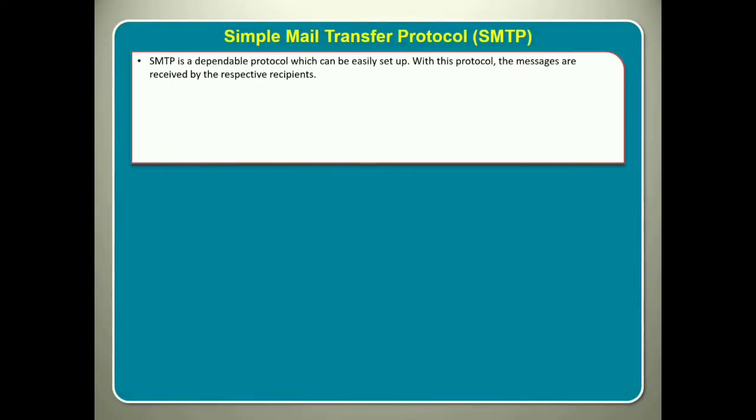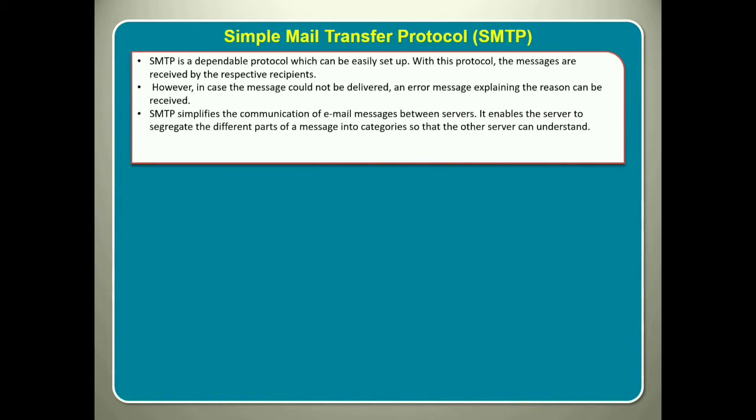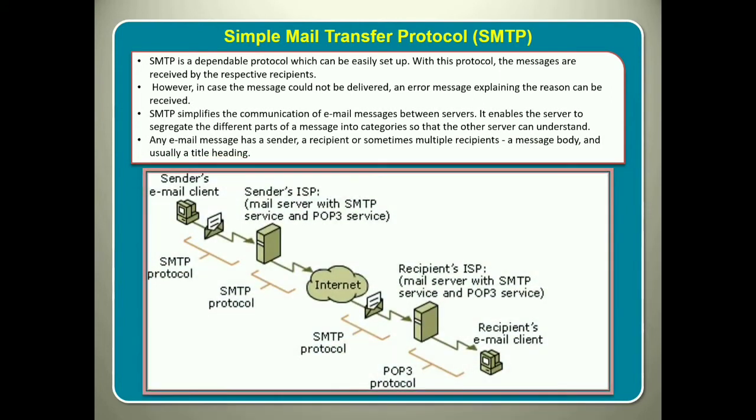SMTP is a dependable protocol which can be easily set up. With this protocol, the messages are received by the respective recipients. However, in case the message could not be delivered, an error message explaining the reason can be received. SMTP simplifies the communication of email messages between servers. It enables the server to segregate the different parts of a message into categories so that the other server can understand. Any email message has a sender, a recipient, or sometimes multiple recipients, a message body, and usually a title heading.